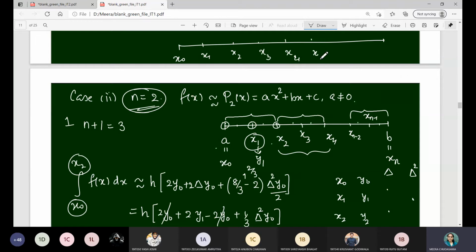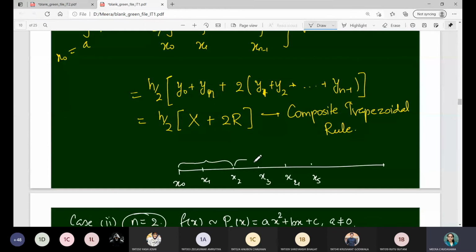x4, x5. Suppose you are given 6 data points, x0 to x5, and the corresponding y values. If I ask you to apply Simpson's 1/3 rule, then what will happen? From this procedure, first, for this interval Simpson's 1/3 rule will be applied, then for the second interval of length 2 that we are taking, it will be applied.